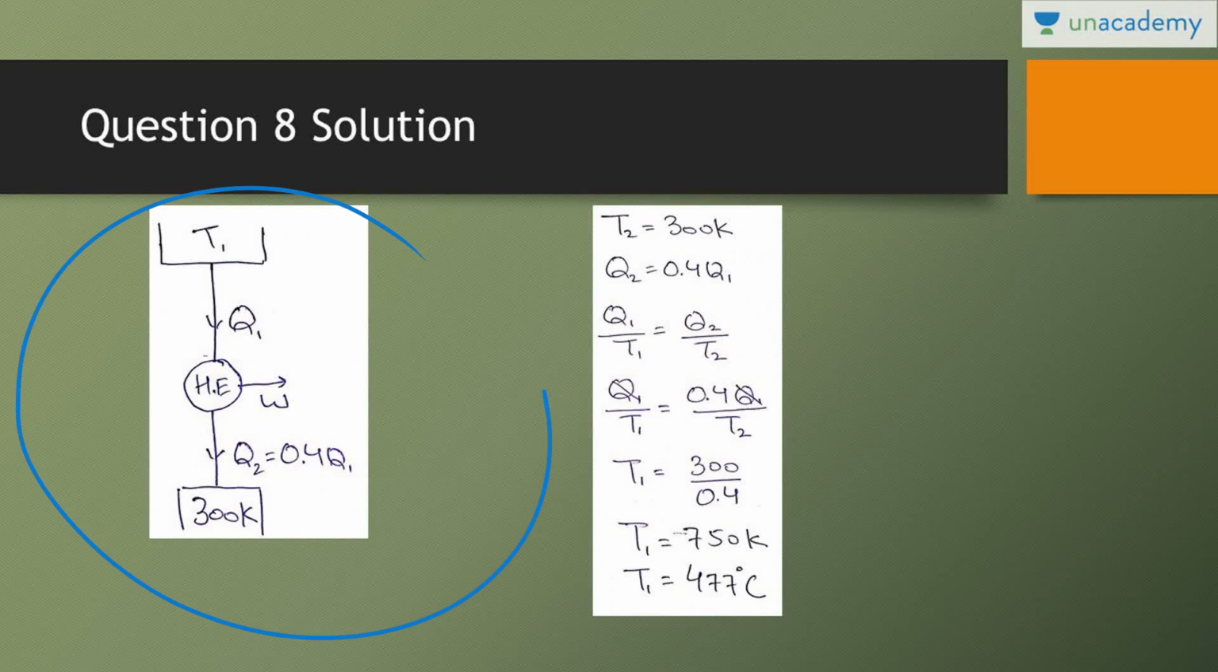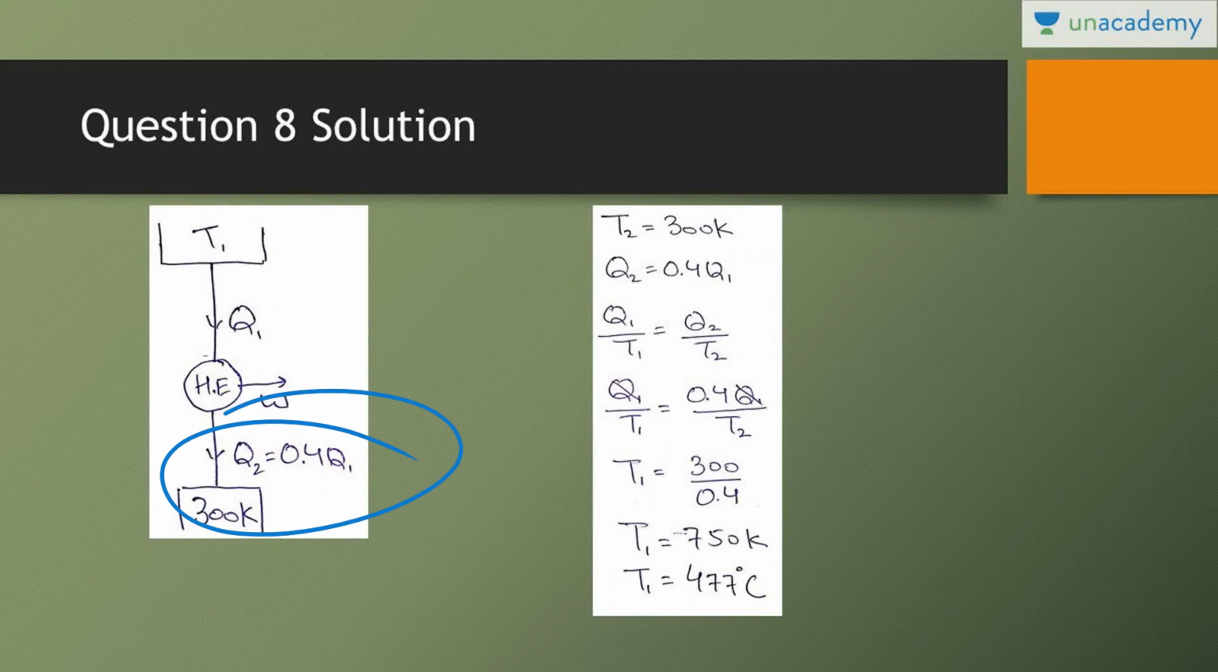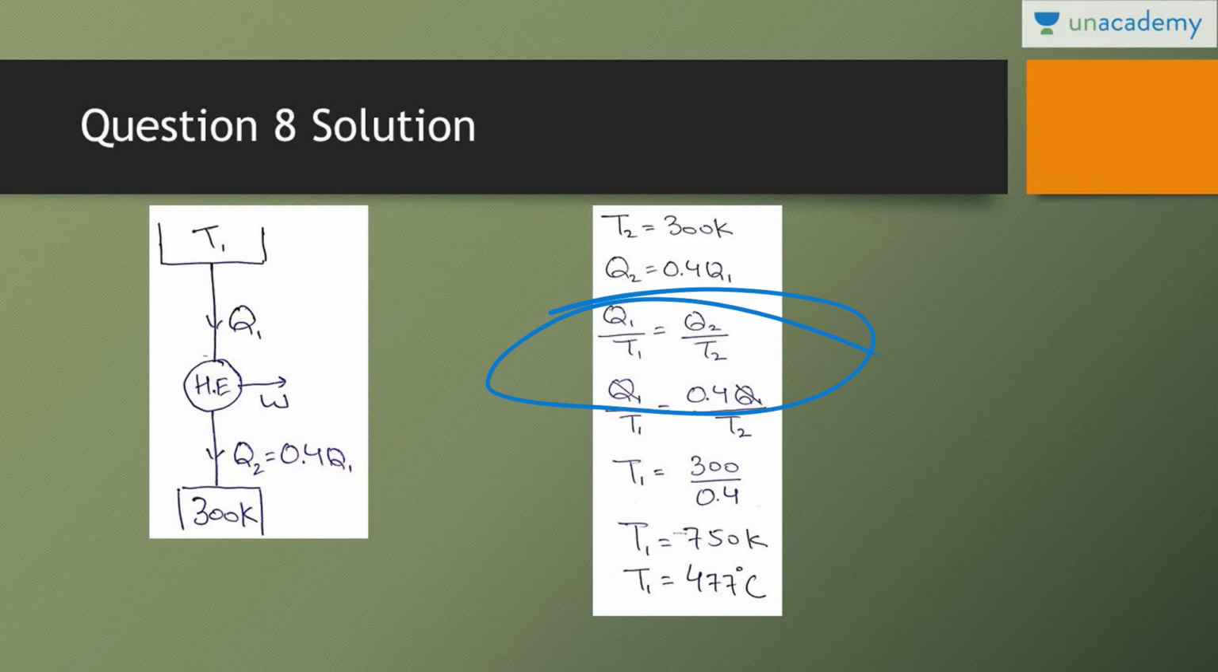So this is the figure: T1, Q1, W, Q2. Heat rejection Q2 is given as 0.4 times Q1. Temperature T2 is given as 300. We can write Carnot efficiency, 1 minus T2 upon T1, is equal to 1 minus Q2 upon Q1. With the help of that, we get Q1 by T1 is equal to Q2 by T2. In place of Q2, we can write 0.4 times Q1. Q1 and Q1 will get cancelled. So T1 is equal to 300 upon 0.4, which is 750 Kelvin. T1 is equal to 477 degrees Celsius.